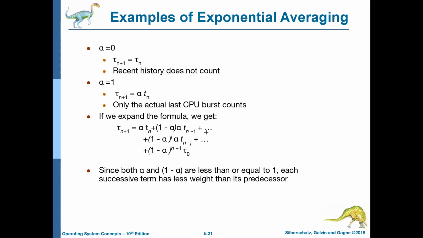And we can see what happens when we expand this particular formula. You can show the recursive nature of this, and that it should go back to the very beginning when the process first started, and it will give a full view of the history of that particular process. So because alpha and 1 minus alpha are less than or equal to 1, each term has less weight than its predecessor.